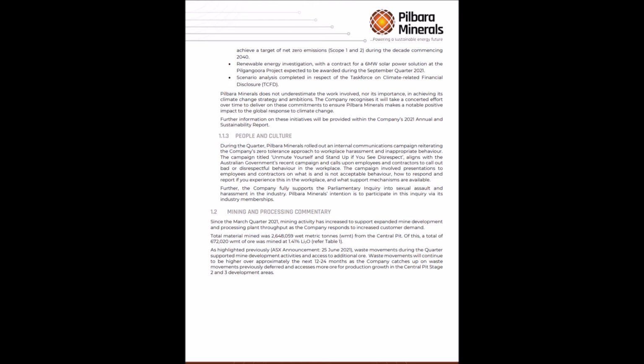So moving on to 1.2 on this page here, we can see that mining and processing commentary is a key factor. So since the March quarter of 2021, this is where they're reporting for this period, and it's showing the total amount of material that they have mined and produced. And this is effectively what we want to see from a company. We want to see these production levels and targets being met consistently quarter on quarter. So this is the sort of information we really want to focus on.